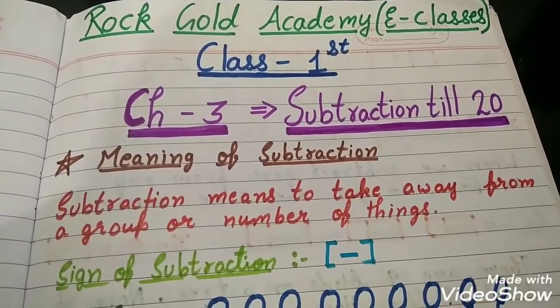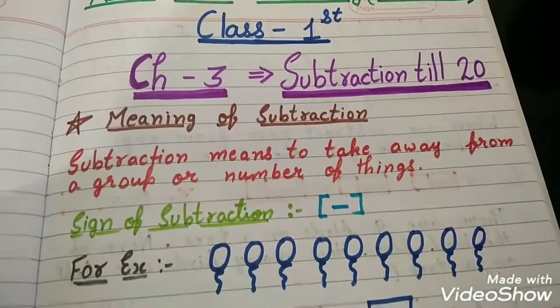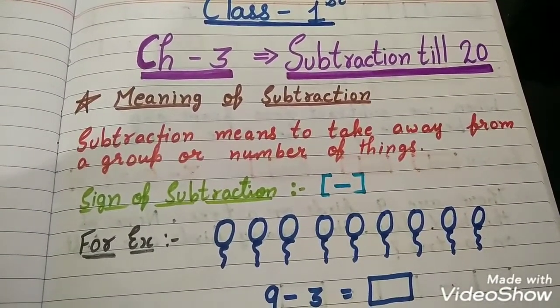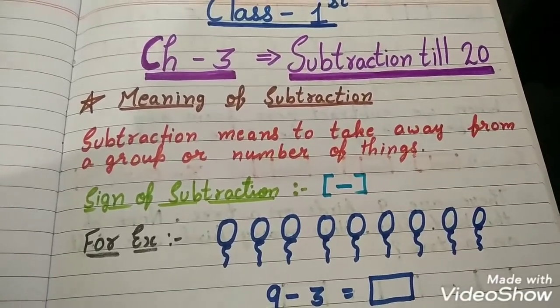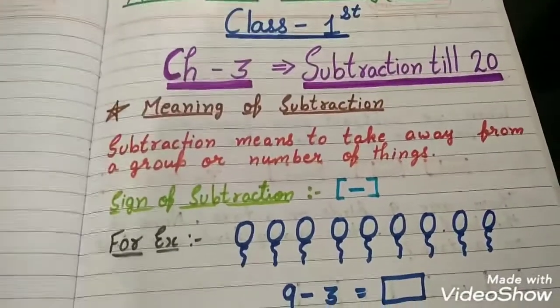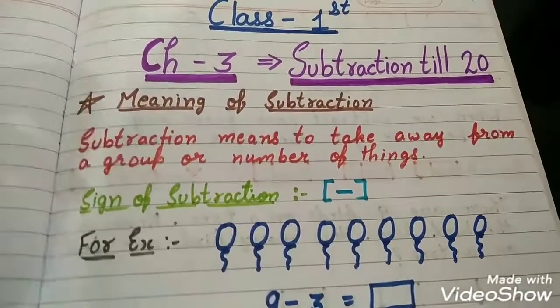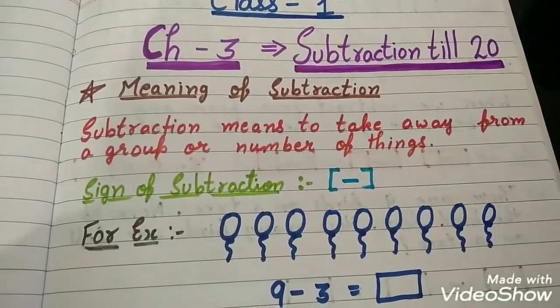So, let's start. First is our meaning of subtraction. What is subtraction? Subtraction means to take away from a group or number of things. Here I have shown the sign of subtraction. See this one, this minus sign is a sign of subtraction.